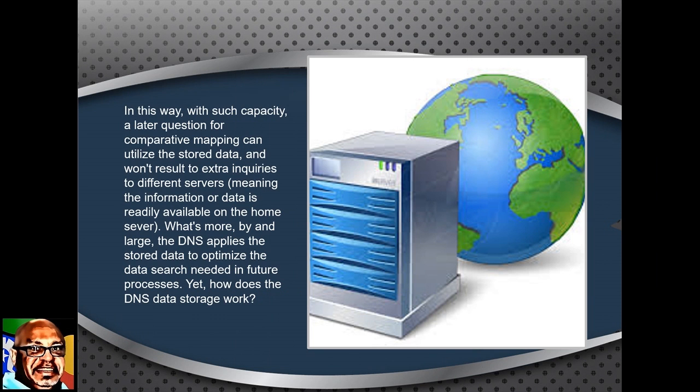In this way, with such capacity, a later query for comparative mapping can utilize the stored data, and won't result in extra inquiries to different servers, meaning the information or data is readily available on the home server. And by and large, the DNS applies the stored data to optimize the data search needed in future processes. Yet, how does the DNS data storage work?